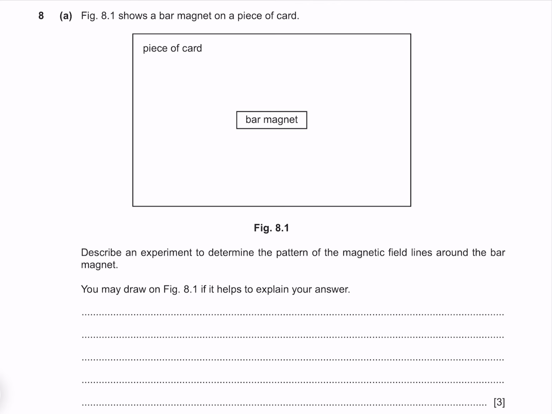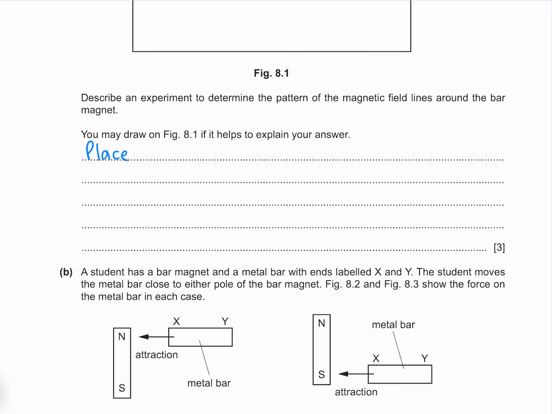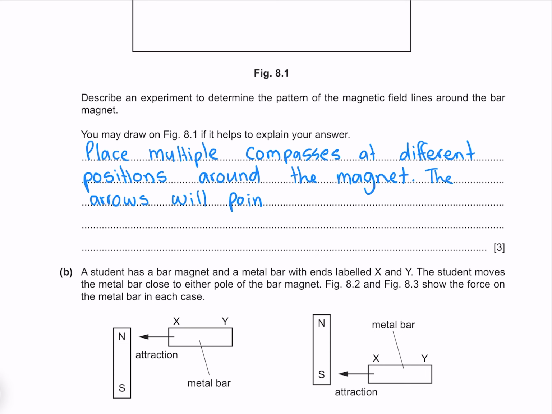Figure 8.1 shows a bar magnet on a piece of card. Describe an experiment to determine the pattern of the magnetic field lines around the bar magnet. You may draw on figure 8.1 if it helps to explain your answer. We could place multiple compasses at different positions around the magnet. The arrows will point in the pattern of the field lines.